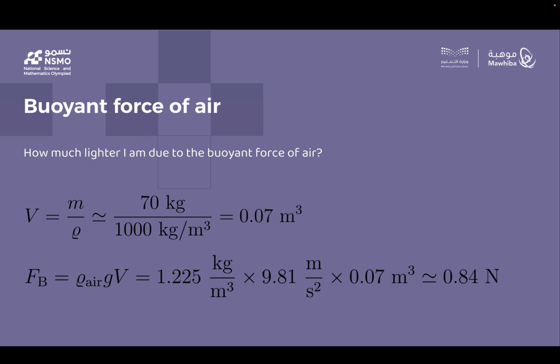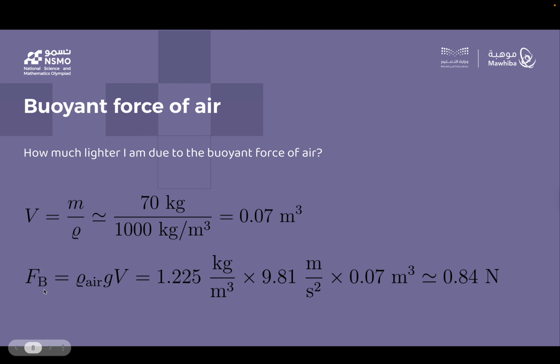Finally, I brought you an interesting example. You are also submerged in a fluid right now, in the air. So the buoyant force acts on you as well, just like on airships or balloons. Let's calculate how much lighter a person is due to this force. First, we have to calculate the volume of a person. Let's assume a mass of 70 kilograms and a density close to that of water. Dividing the two, we get a volume of around 0.07 cubic meters.